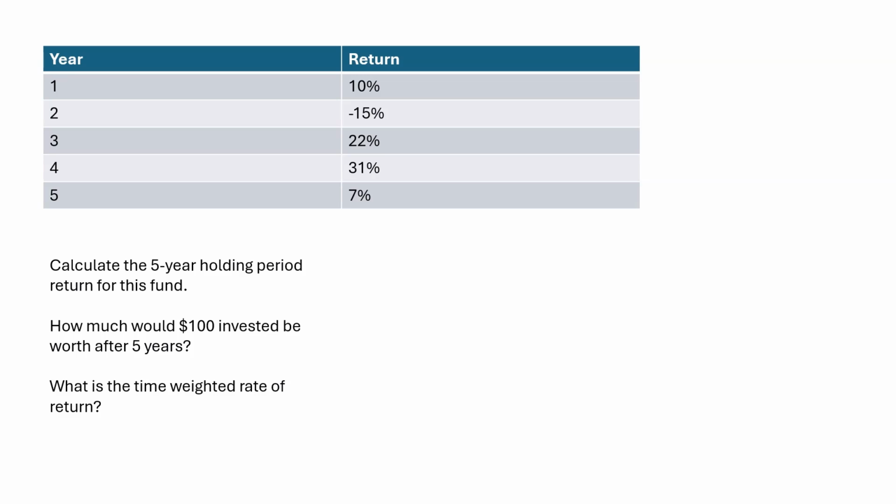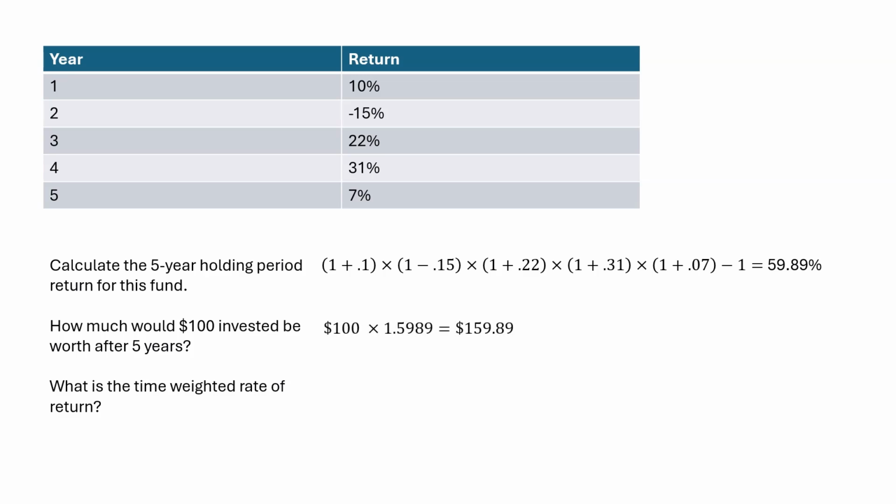First, to find the 5-year holding period return for this fund, simply add 1 to each year's returns, then multiply each of the sums and subtract 1. We find that the holding period return was roughly 59.89% for this fund. $100 invested in this fund would have turned into $159.89 after 5 years.